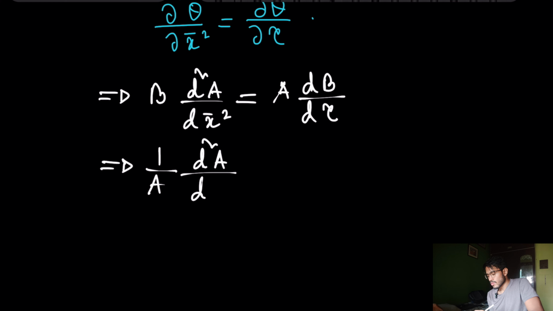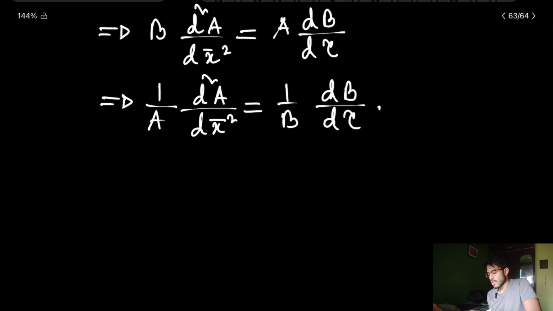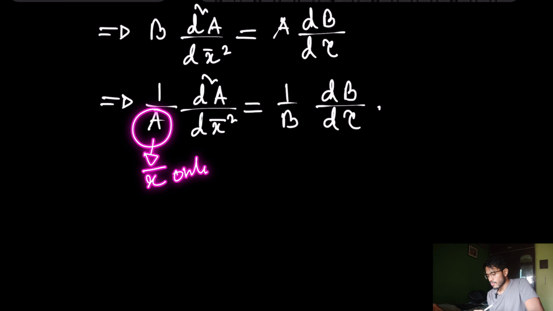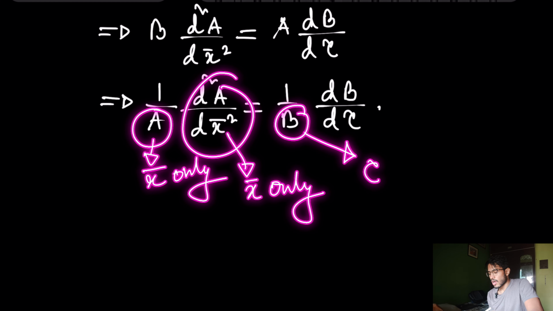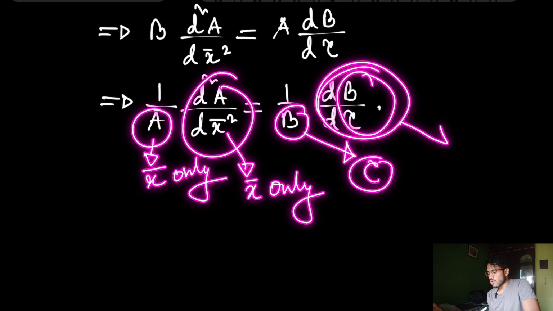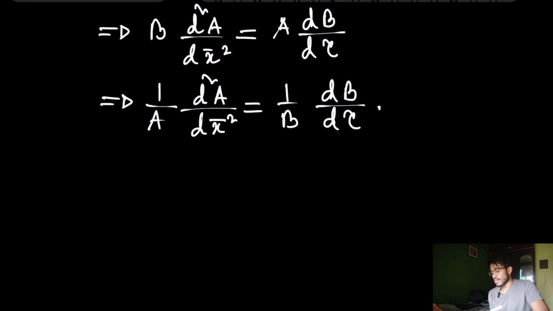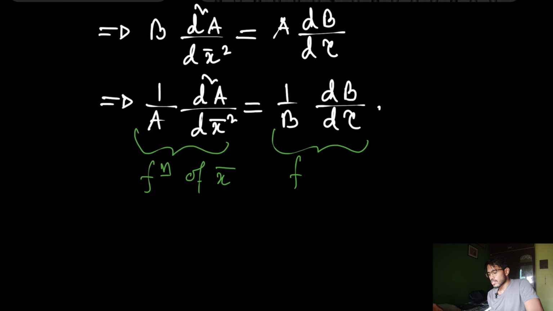Okay, and I will be writing this. Okay, so now you see that here this a is a function of x bar only. Similarly, this is also a function of x bar only. Similarly, this is a function of tau only, and this total thing is a function of tau only. Clear? That means this is a function of x bar only, okay, and this is a function of tau, right, only.